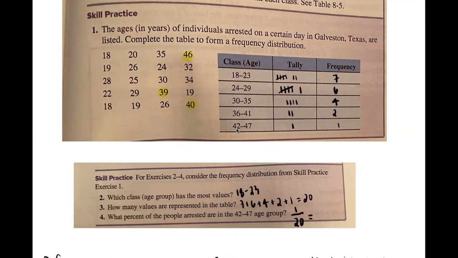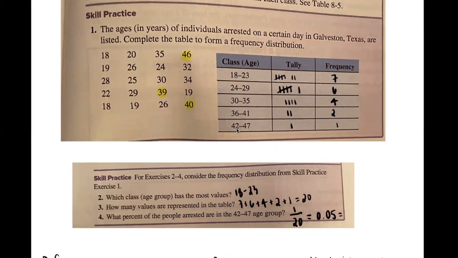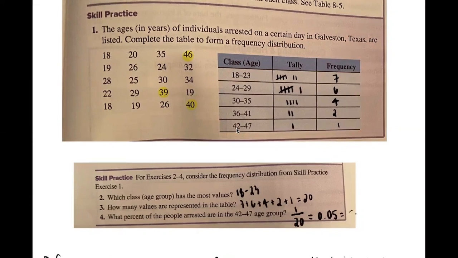From a fraction, we can go to percents with long division. If you were to long divide this, you would get 0.05. Once we get to a decimal, the decimal was the in-between step. That's why we had to do long division. Then from a decimal to a percent, we move the decimal over 2 spots to the right. So we get 5%.